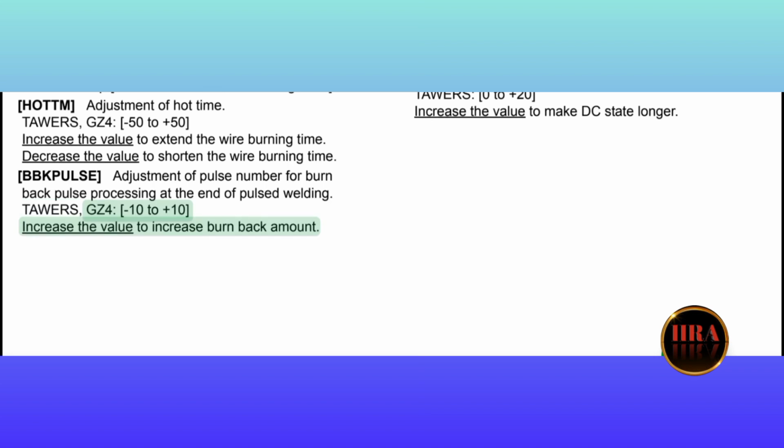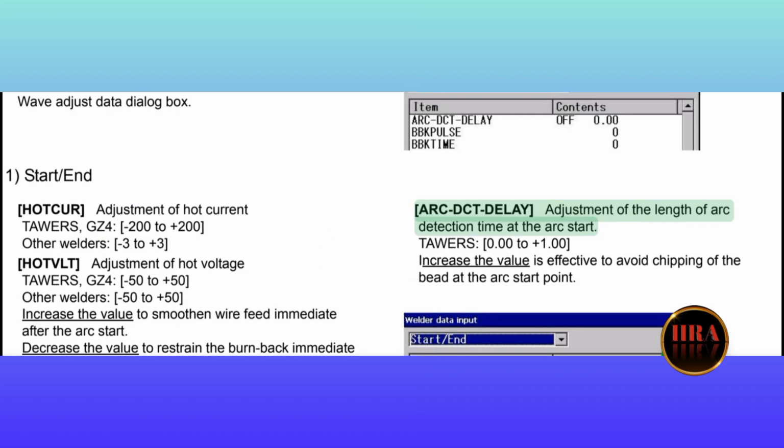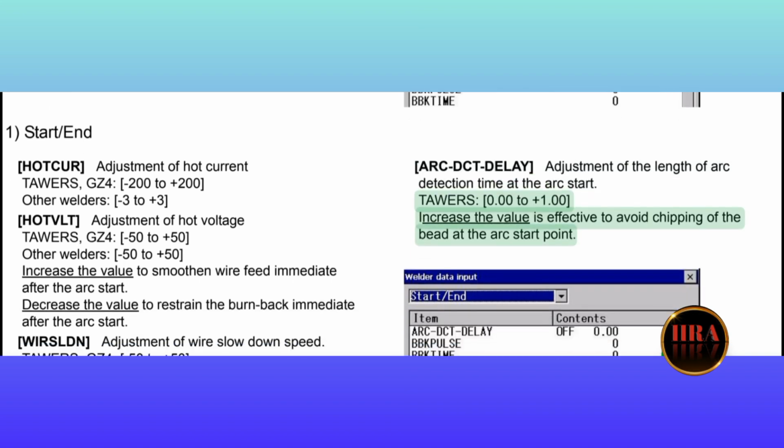TAWERS, GZ4, -10 to +10: increase the value to increase the burn back amount. Arc DCT delay: adjustment of the length of arc detection time at the arc start. TAWERS, 0.00 to +1.00: increasing the value is effective to avoid chipping of the bead at the arc start point.